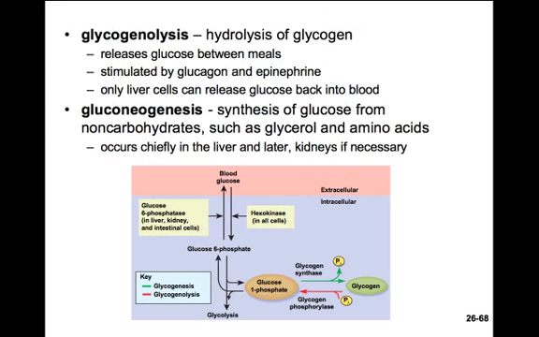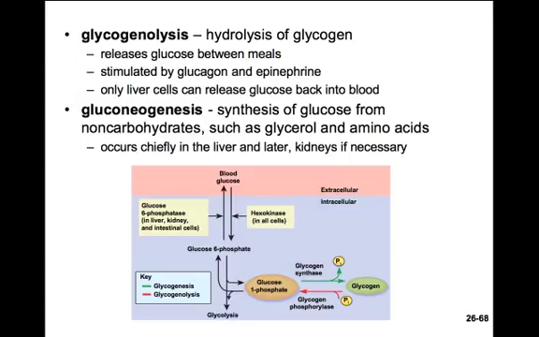Glycogenolysis is the hydrolysis of glycogen. Glycogen releases glucose between meals, and that's stimulated by glucagon and epinephrine. Only the liver cells can actually release glucose back into the blood. Remember that molecule, glucose 6-phosphate? The phosphate prevented it from leaving the cell? Well, the liver cells, remember, have a special enzyme called glucose 6-phosphatase, which can remove that phosphate group and release the sugar out into circulation.